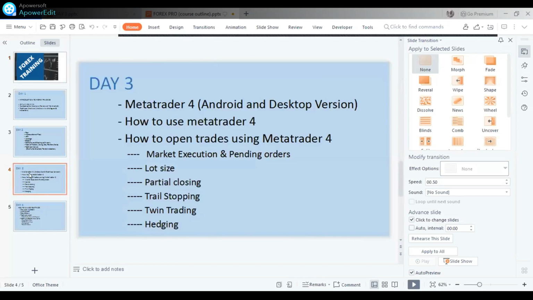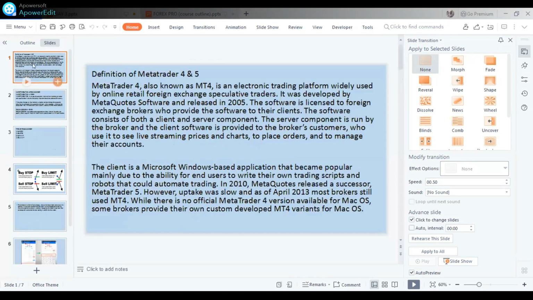You'll probably be wondering, what are we doing today? For today, I'm going to be looking at MetaTrader 4, Android and desktop version, how to use MetaTrader 4, and how to open trades using MetaTrader 4. We'll also dive into lot size, partial closing, trade stopping, and swing trading. So let's go straight to what we'll be doing. I'll drop the PDF like I've been doing.